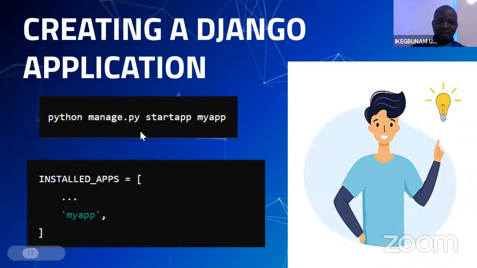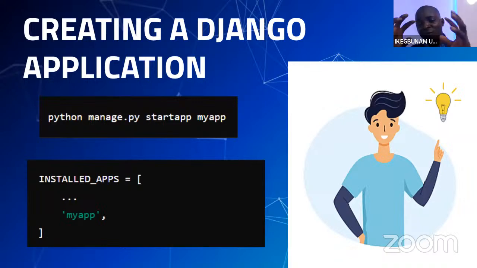Then the next one we have here is creating a Django application. Now remember, the first thing is to create a Django project, and the Django project comprises Django applications. To create a Django application, it's simple: write python manage.py startapp, then the name of your application. Here I'm using myapp. Now I want you to take note of this.